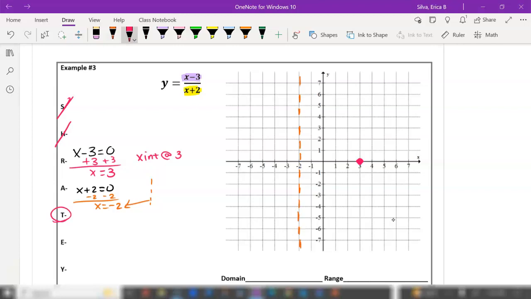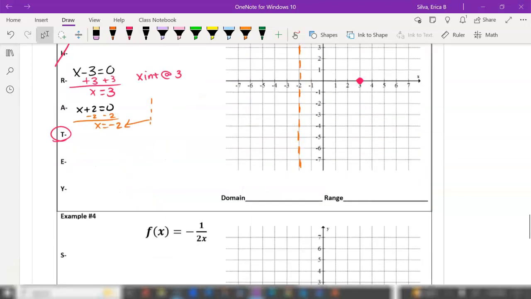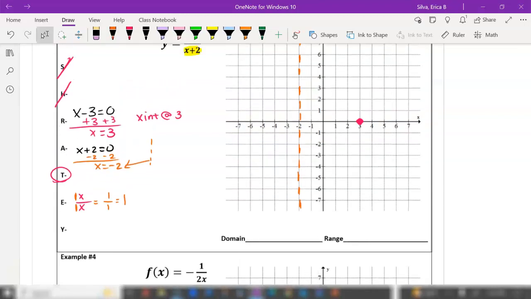Remember the t, we're going to do it at the end. And those are my test points. Then we're looking at the end behavior. Now, if you notice, both of them have an x to the first power as the highest degree. Because that's the case, then we look at its coefficients. And we get 1 divided by 1, which is equal to 1. So that's where my horizontal asymptote will be, at y is equal to 1.